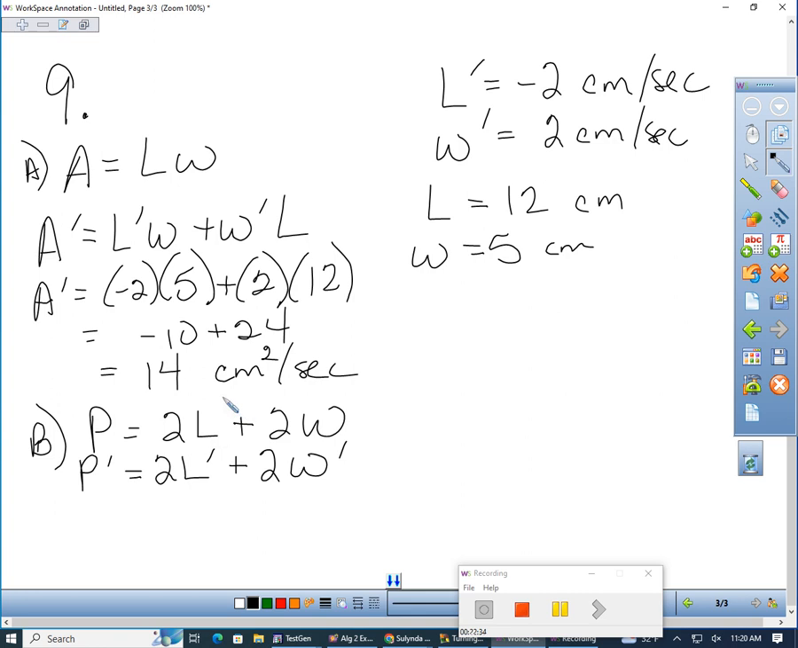Because when we don't have an exponent there, that technically drops out. All right, so now let's plug in the stuff we know here. This is 2 times L prime, which is negative 2, plus 2 times W, which is squared. Let me make sure I did that right.